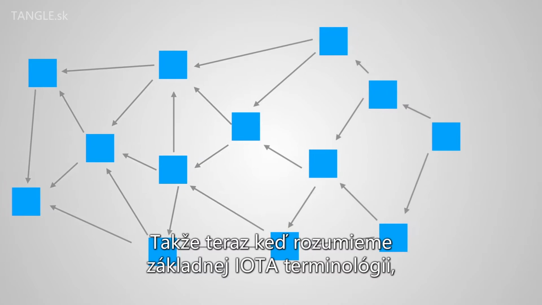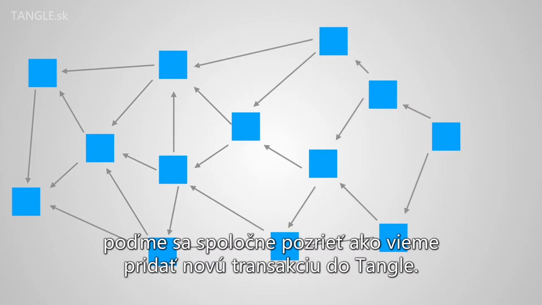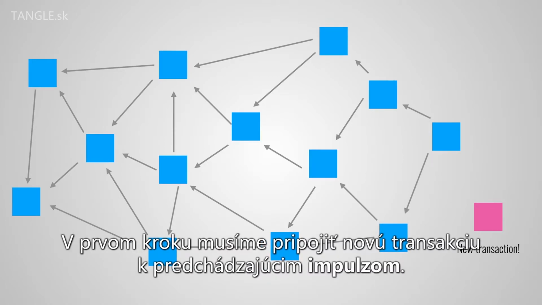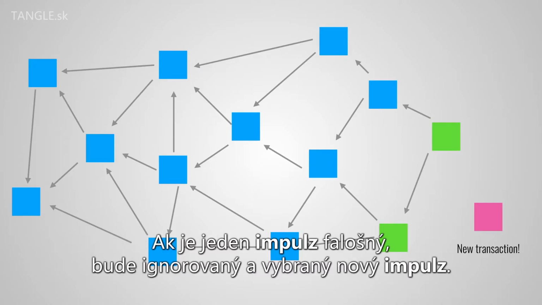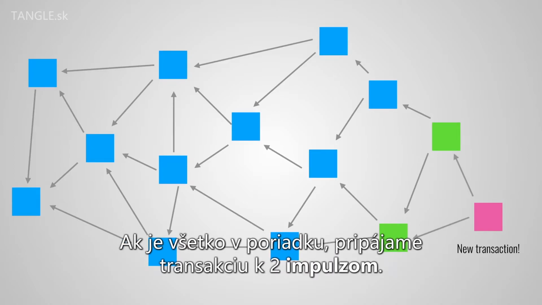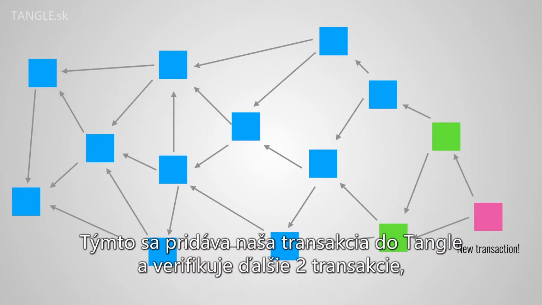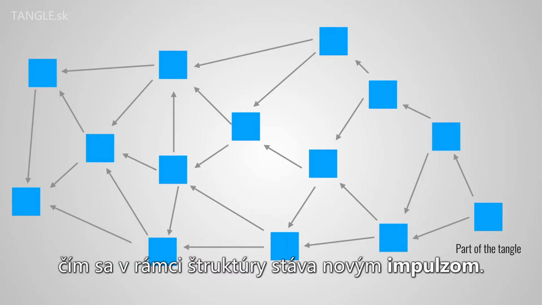Alright, now that we understand some of the IOTA terminology, let's take a look at how we can add a transaction to the tangle. We have to attach our new transaction to one of the tips of the tangle. An algorithm selects two of them at random and makes sure that the transactions don't conflict with one another. If one of the tips is a fake transaction, it is ignored and a new tip is selected. If everything checks out, we attach our transaction to the two tips. This adds our transaction to the tangle and verifies two other transactions. And our transaction now becomes a new tip of the tangle.